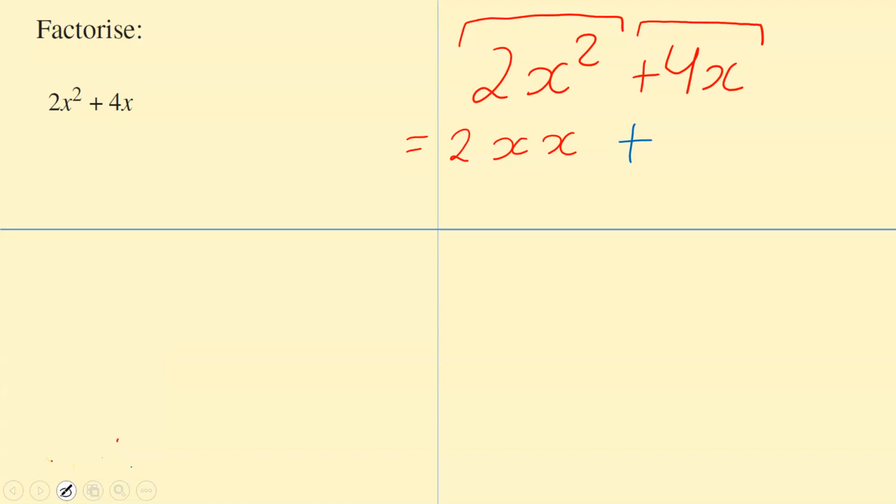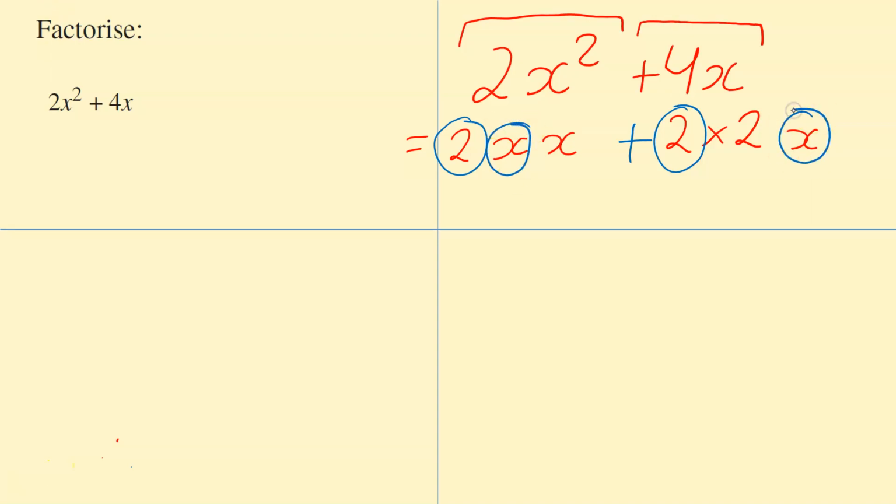So I could say 4 is the same as 2 times 2, and then I have x. Now let's circle all of the common factors. My first term has a 2, and my other term has a 2 as well, so they both have a 2 in common. Notice that I can't circle this other one because there wasn't another 2 to pair it with. We only circle one pair at a time. This x has another x over there, and that's it. Nothing else in common.